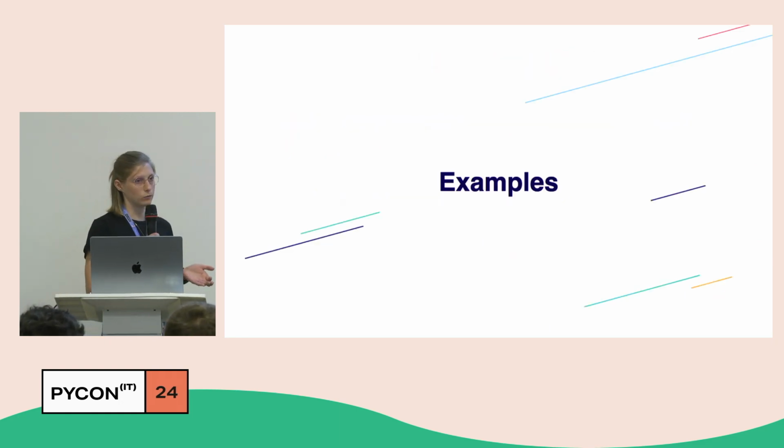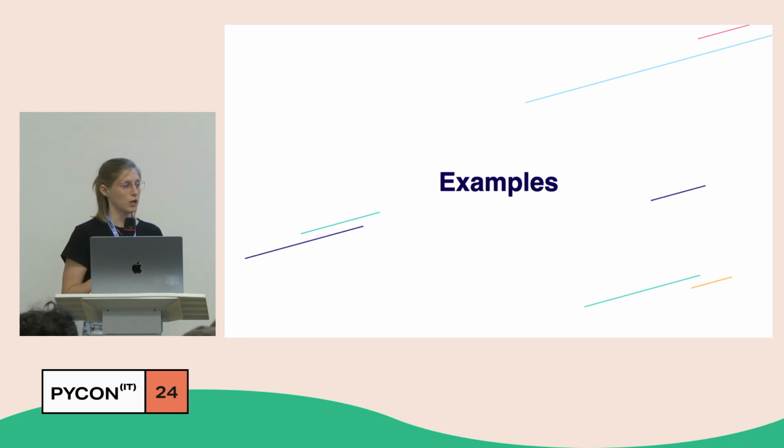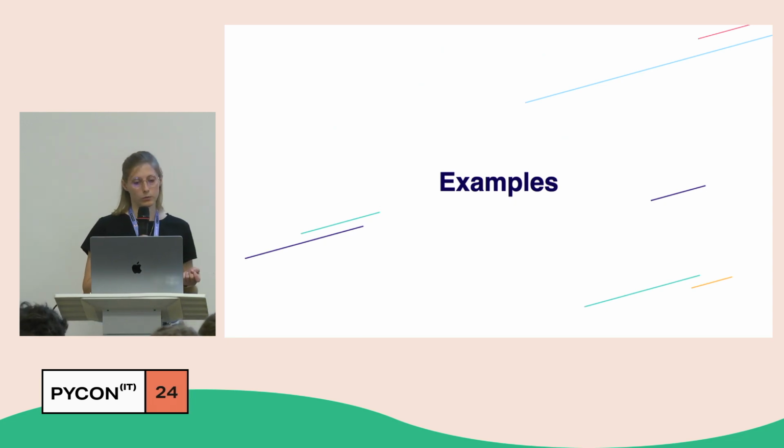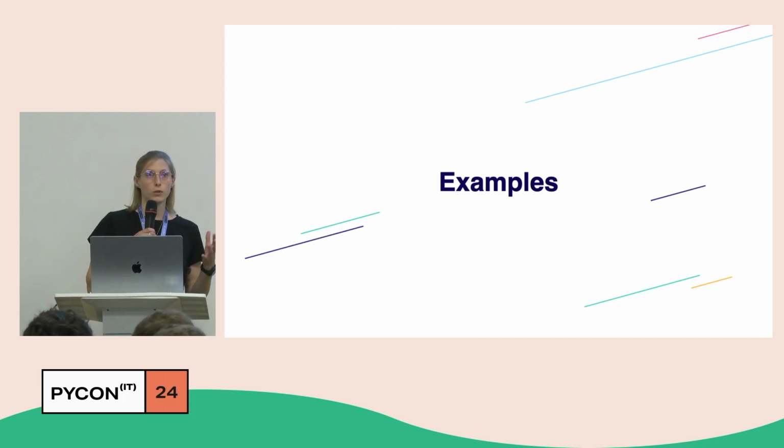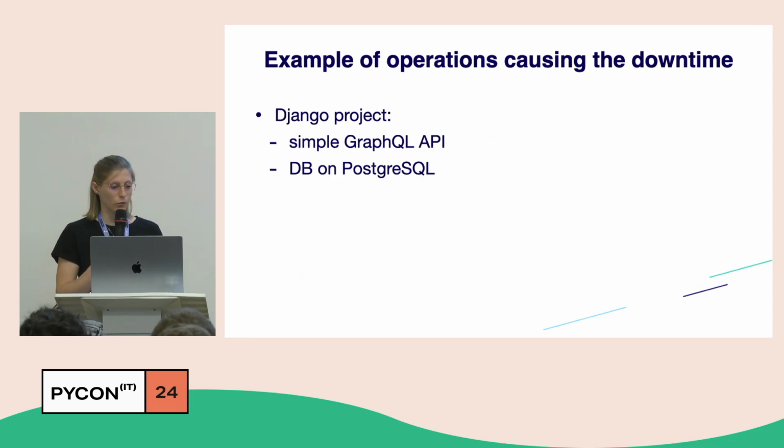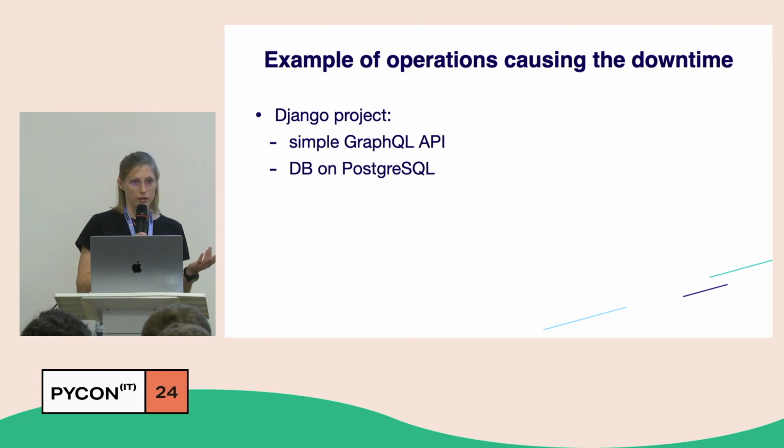I think it's safe to say that sooner or later each SaaS application will face the downtime problem. So let's move on to some examples. I will start with showing you the problematic operations, and then we will move to the solutions. For this talk, I created a simple Django project with a GraphQL API and a database on PostgreSQL. It's the same configuration as we have on Saleor.